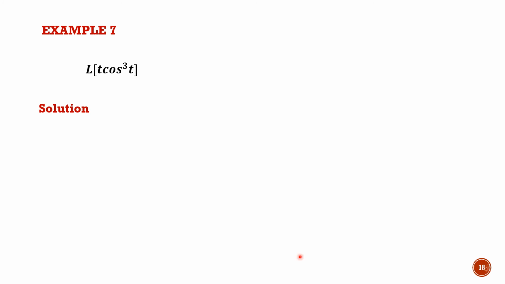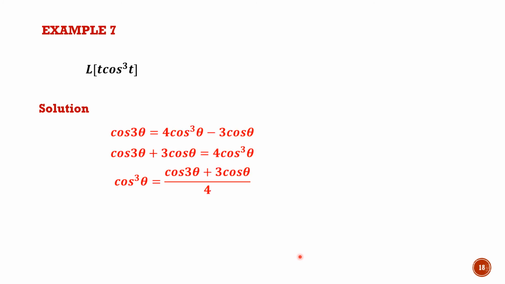Now cos cube t is the product of cos t, cos t, cos t. So we cannot calculate L of cos cube t directly. So we have to make use of the trigonometric formula. We know cos 3 theta is equal to 4 cos cube theta minus 3 cos theta. So from there cos cube theta will become (cos 3 theta plus 3 cos theta) upon 4. Then cos cube t will become (cos 3t plus 3 cos t) upon 4.